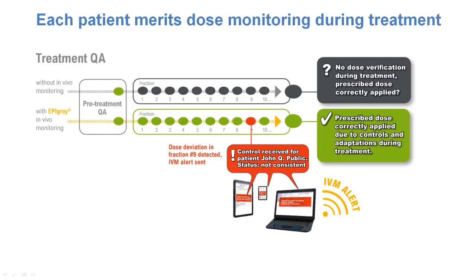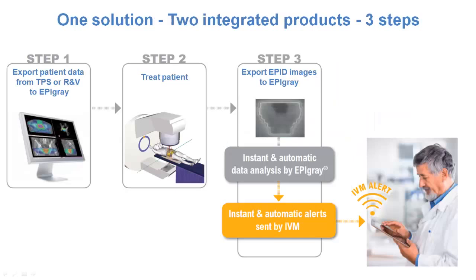This is the only EPID-based system that enables in vivo dose monitoring to verify actual daily dose to PTV versus prescription in patient anatomy, and that uniquely alerts you in case of deviations anytime, anywhere within your internal hospital. EpiGray does not require any additional hardware but the dedicated workstation.